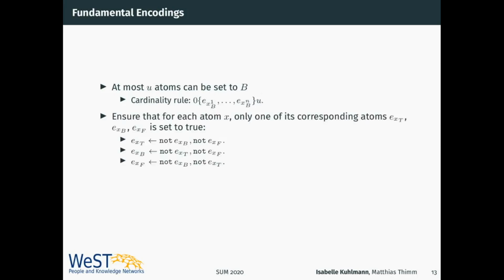Besides, we need to ensure that each atom only gets one distinct evaluation. So an atom shouldn't be, for instance, true and both at the same time. So we encode it like this. For example, if X is evaluated to true, it cannot be evaluated to B and it cannot be evaluated to F. And it works the same way for the other two truth values. Also, we need to ensure that each formula evaluates to either true or both. And we do this by setting up these integrity constraints for each formula.